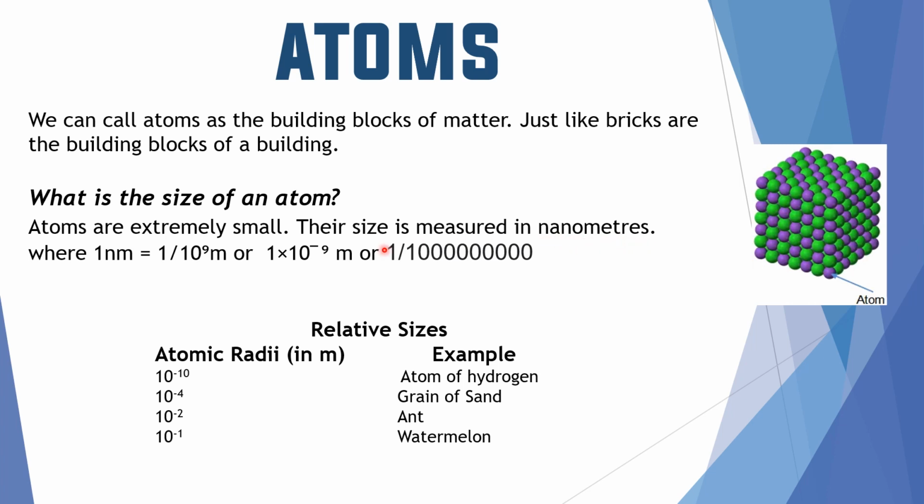And what is a nanometer? When you convert nanometer to meter, 1 nanometer is equal to 1 by 10 power 9 meter, or 10 power minus 9 meter, or 1 by 1 billion. So that is the size.